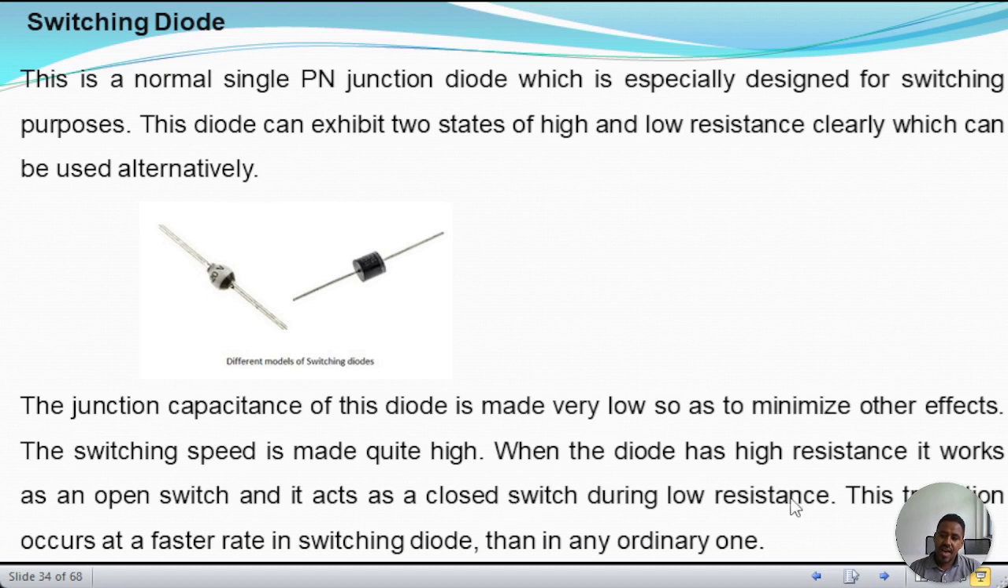When the diode has high resistance, it works as an open switch, and it acts as a closed switch during low resistance. This transition occurs at a faster rate in a switching diode than in any ordinary one. So for switching purposes, for fast recovery type, we can use a switching diode.